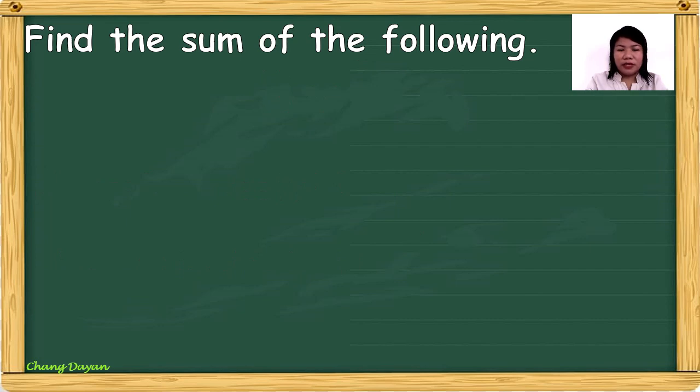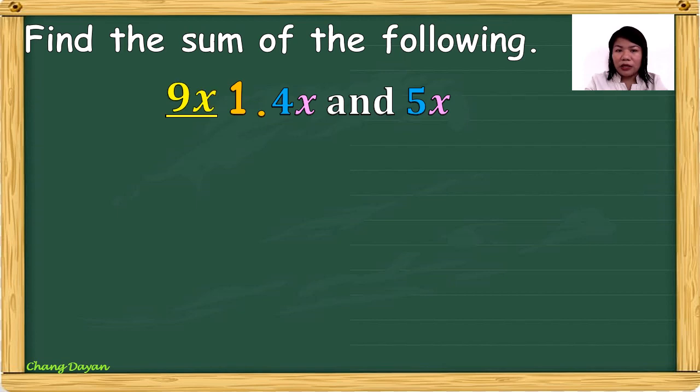Now, let us have an example. Find the sum of the following. Number 1, 4x and 5x. Unang gagawin, identify kung ano ba ang numerical coefficient. Sa ating number 1, ang numerical coefficient ay 4 at 5. Add lang natin. 4 plus 5. The sum is 9. And then, copy the literal coefficient. So here, we have x. Therefore, our sum is 9x.